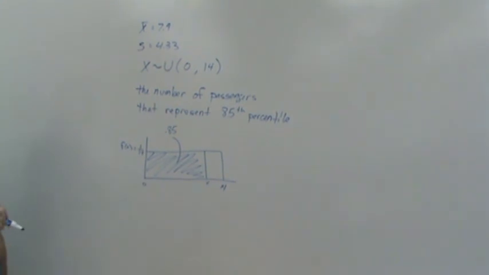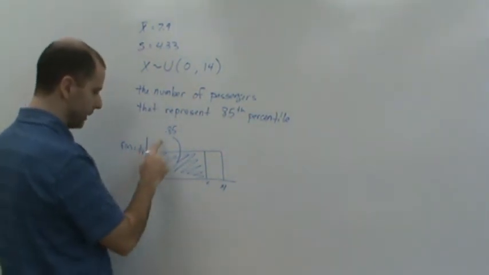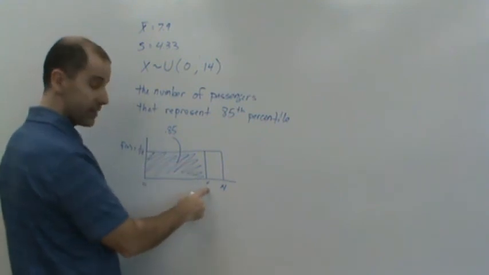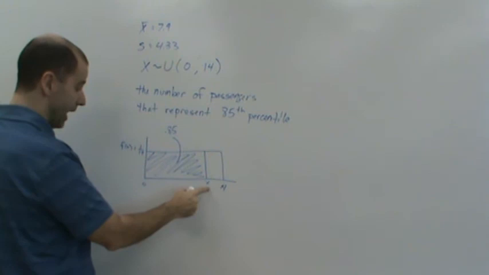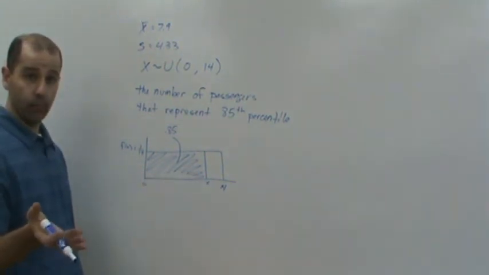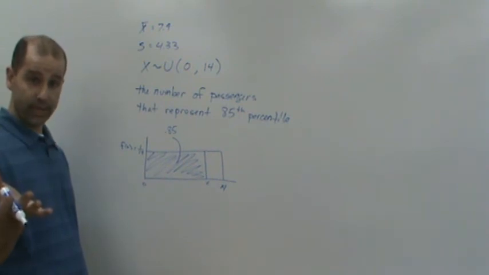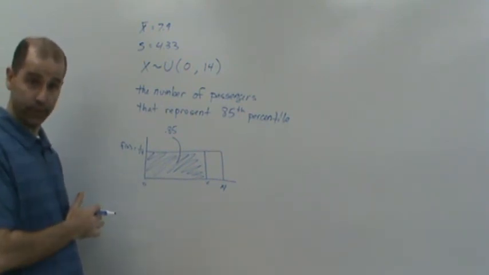0.85. So now we know what we're doing. We know that the area has to be equal to 0.85 for this x value. Well, we can find this x value if we apply the definition of a percentile and find the equivalent probability statement for this, right?